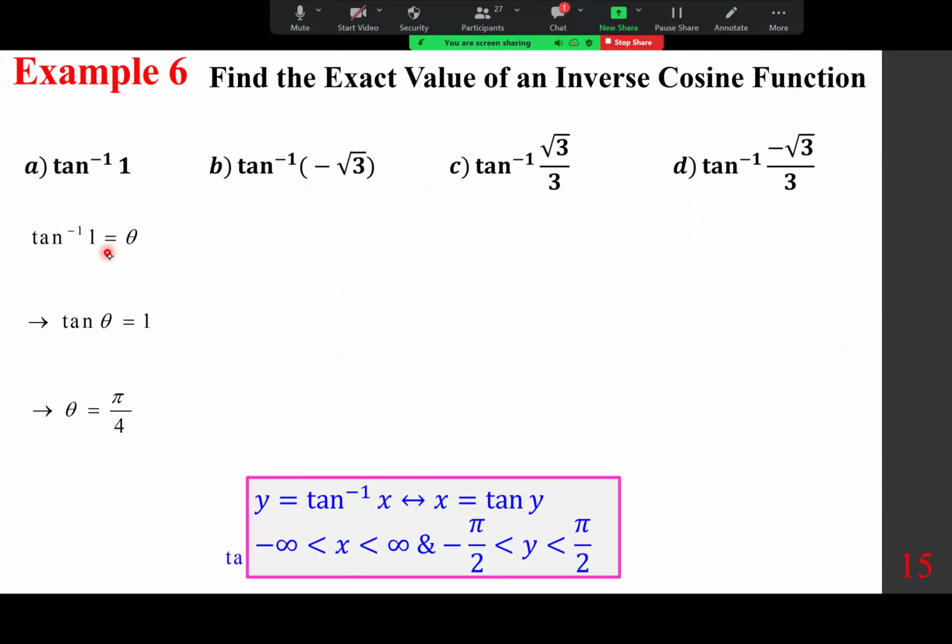Same thing here. By definition, tan of theta is minus square root of 3. And again, a common arc. Remember, tan of theta equals square root of 3 gives pi over 3. And if it's negative, we get negative pi over 3.